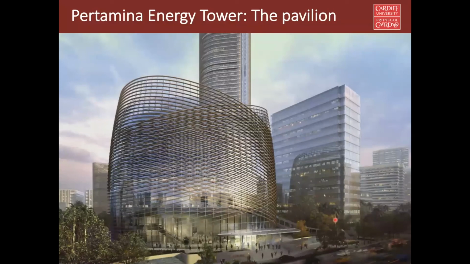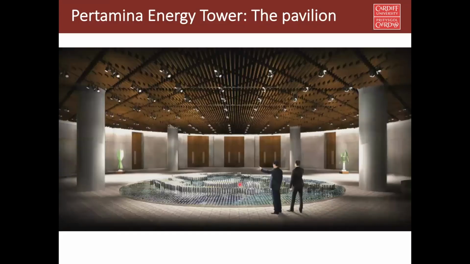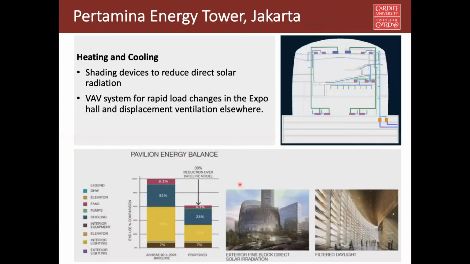That's the pavilion I talked about. You can see they try to replicate these vernacular elements to create shading. You can see this is the perimeter zone of that building. This is the central zone of the building. As you see, the shading devices reduce direct solar radiation, and they have used a VAV system, variable air flow system, in the perimeter because it's a quick response system. That's why it's used in the perimeter, and in the central zone, they use displacement ventilation. And the result is, compared to the ASHRAE baseline, a 39% reduction in energy demand.